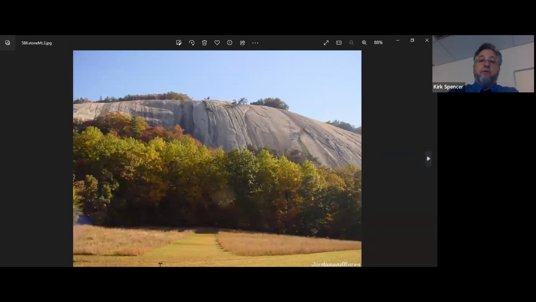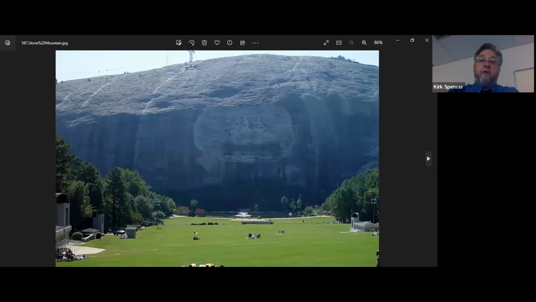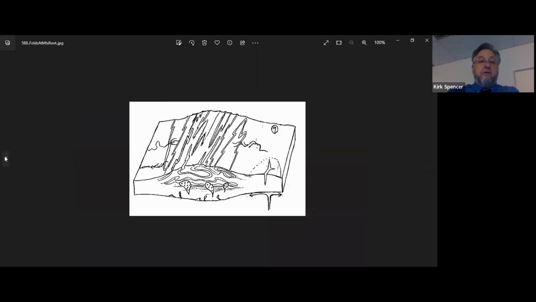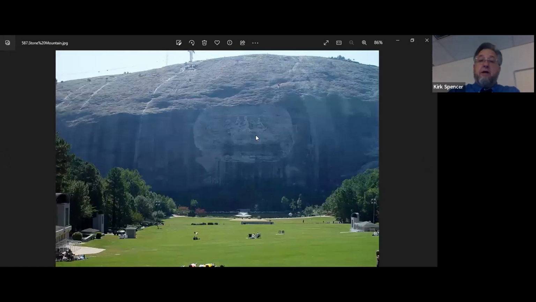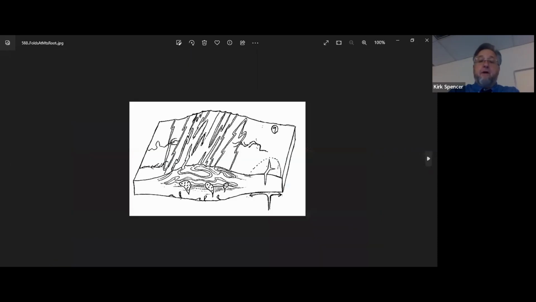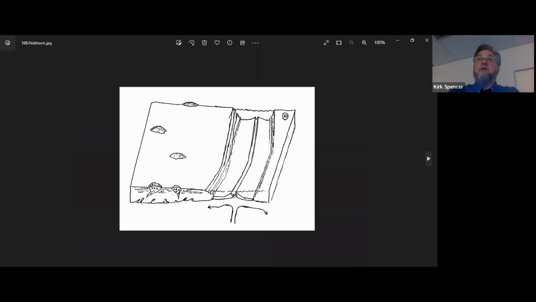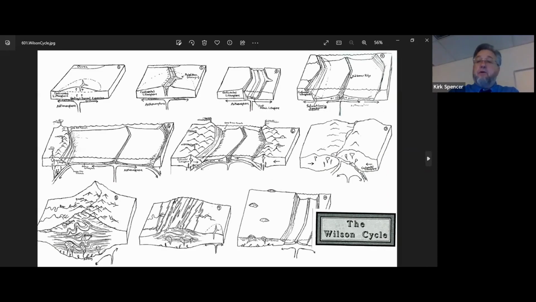At one time, it was molten rock deep in the roots of a mountain, and it crystallized into granite. And granite's very resistant, so as it weathers, it forms these domes. The most famous is Stone Mountain, Georgia, where they've carved a carving of, I think, General Lee or something. Stone Mountain, Georgia.